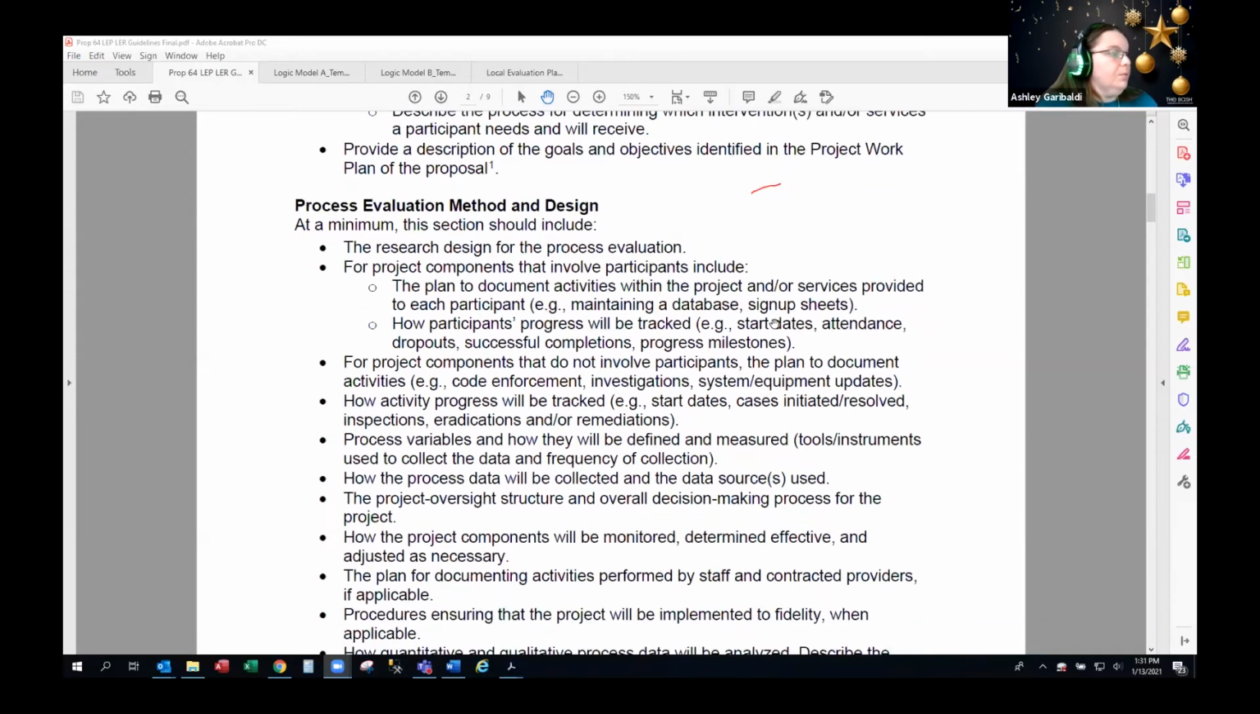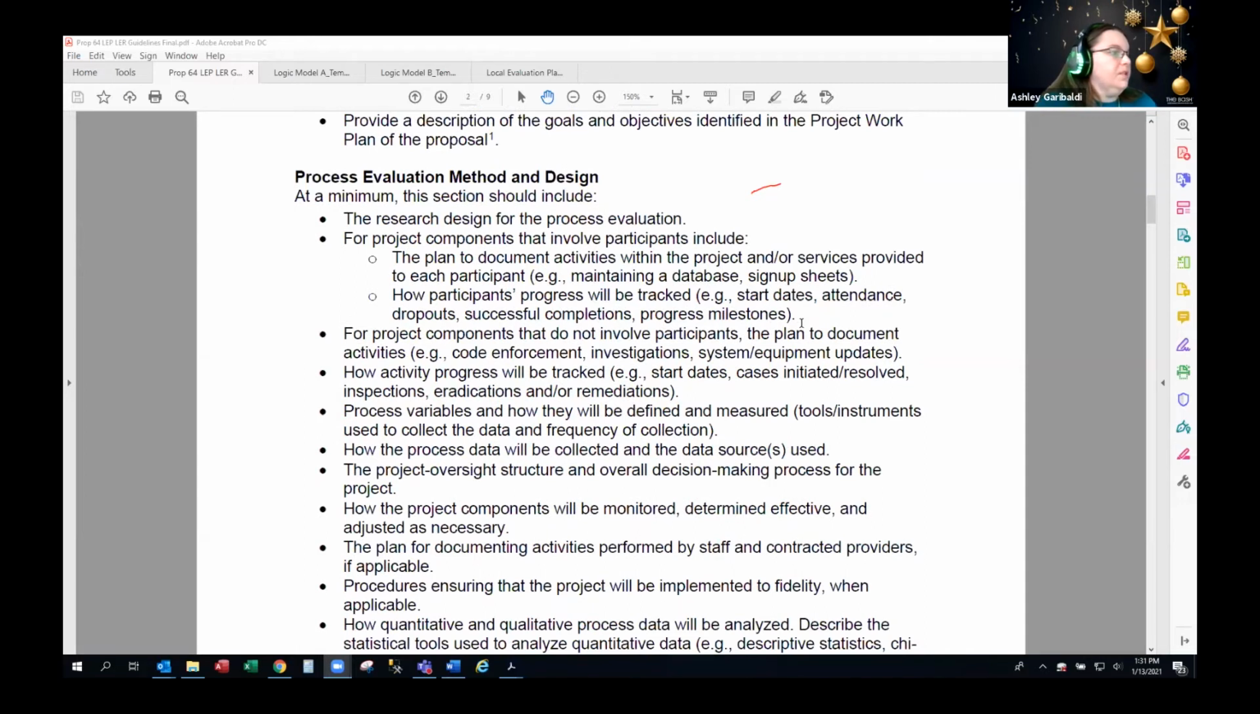For those project components that do not involve participants, we'd like you to describe the plan to document activities. That would be more code enforcement, investigation, system equipment updates, talking about how you're getting satellite imagery, things like that. How activity progress will be tracked. So again, start dates, cases initiated or resolved, inspections, eradications, and/or remediations.